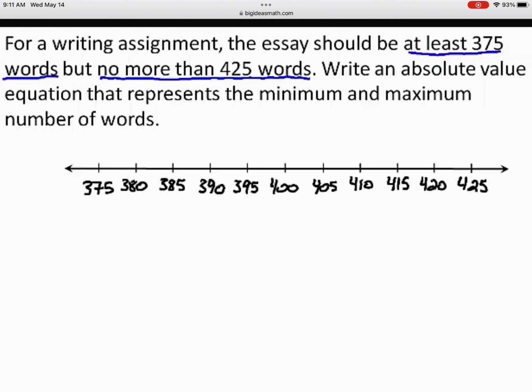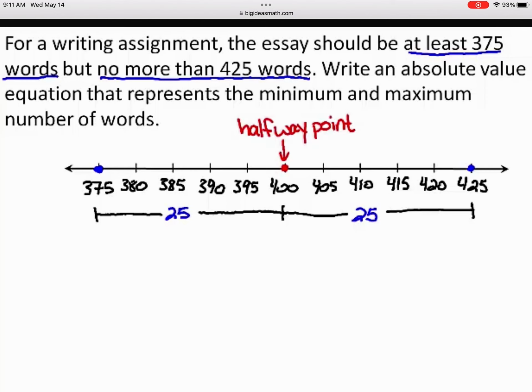The solutions are 375 and 425. 400 is 25 units from each solution. So 400 is the halfway point, and 25 is the distance from the halfway point to each solution.